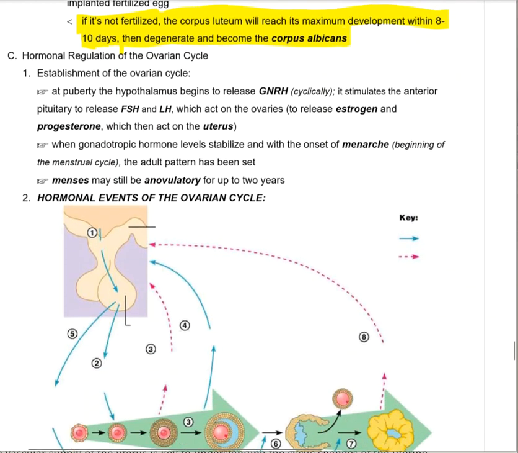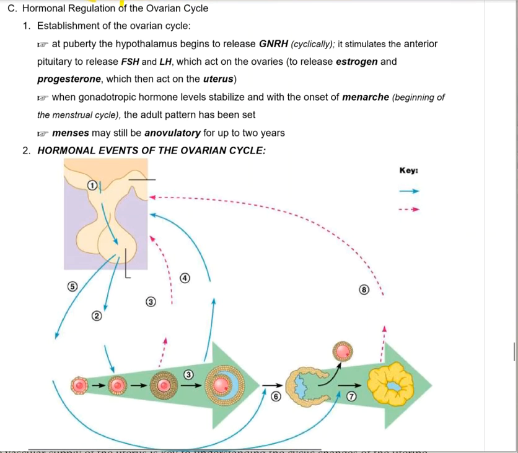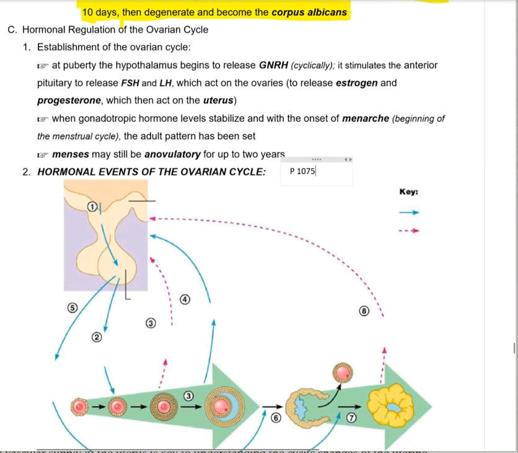Okay, now let's relate a little bit of that to the hormonal regulation of the ovarian cycle. Now, they don't have this exact picture, and I like our picture quite a bit here because I think it does a good job showing everything. Page 1075 has a couple of pictures that are like it, but we're going to use this one. And what I'm going to do is fill it in, and we're going to see all the numbers there. I'm going to put the numbers on the next page as well.